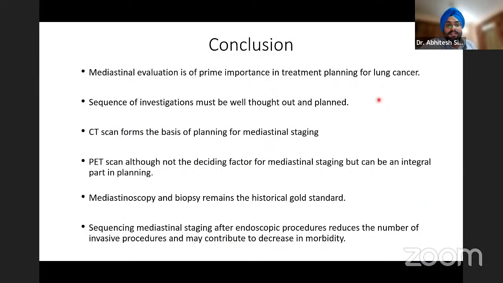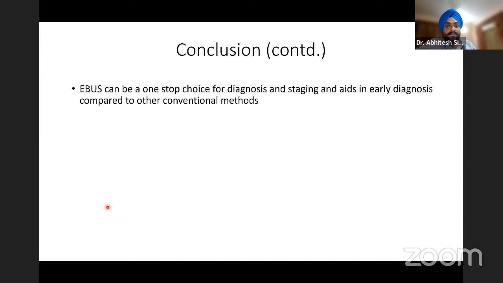So to conclude, mediastinal evaluation is of prime importance in treatment planning, and the sequence of investigation must be well thought out. CT scan and a PET scan still form the basis of planning for staging, and mediastinoscopy still is the historical gold standard. But sequencing of mediastinal staging after endoscopic procedures reduces the number of invasive procedures and may contribute to a decrease in morbidity.